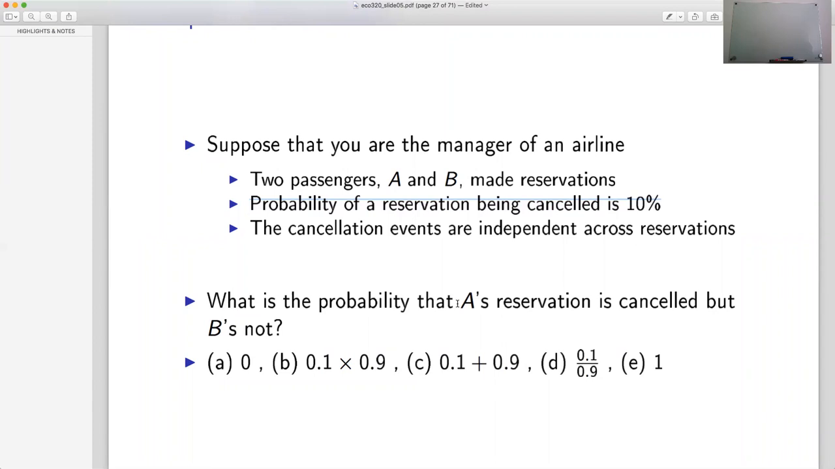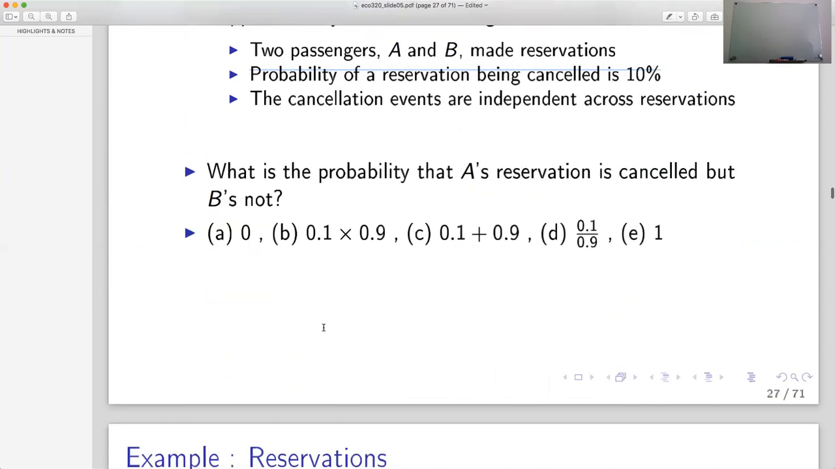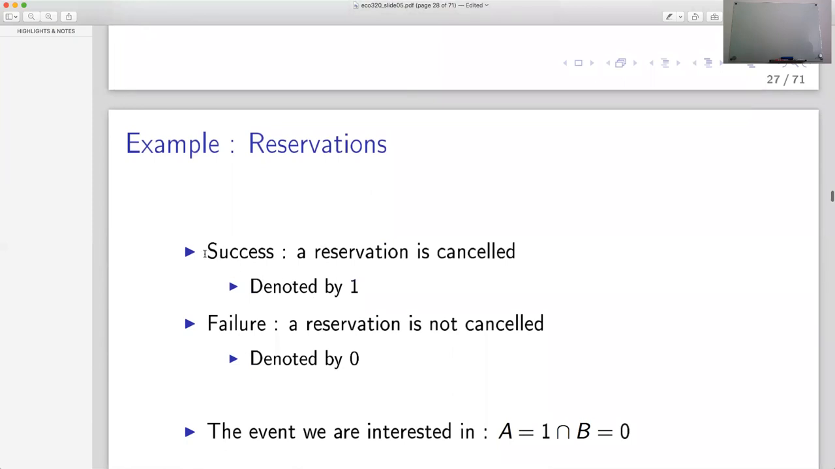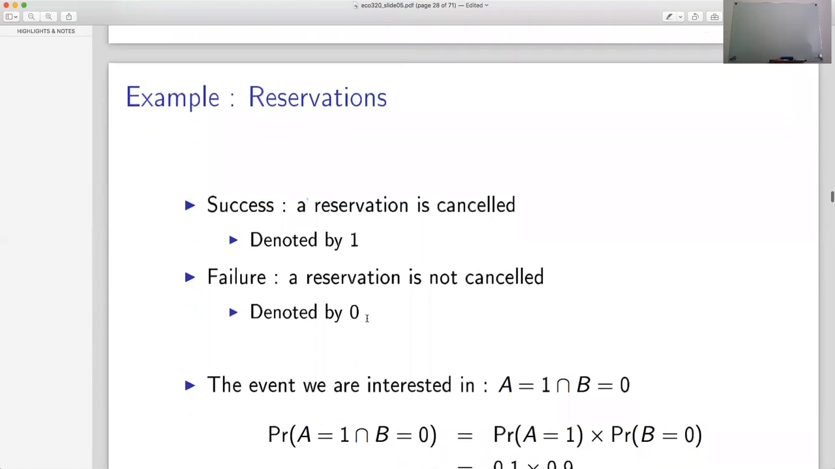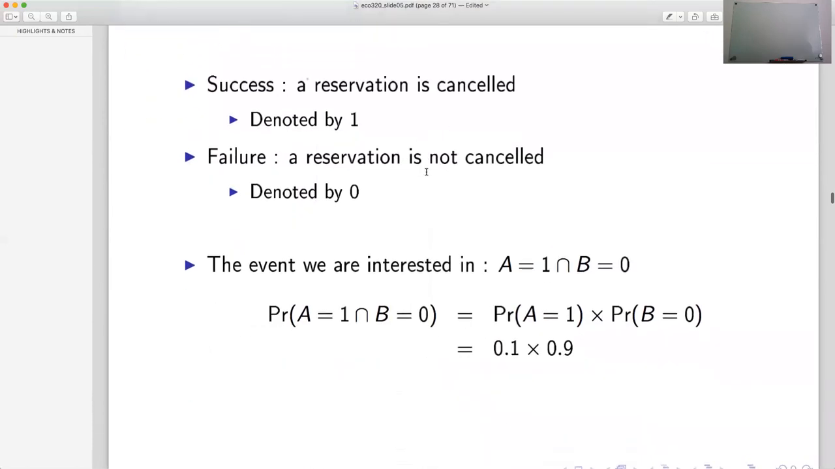So what is the probability that A's reservation is canceled, but B's is not? Can you try to answer? You might want to pause this video again. I will leave it at that. So let's say I define reservation being canceled equal to 1. Again, you can say reservation not being canceled equals 1, but the whole process would change accordingly. So make sure you get familiar with that. Or reservation being canceled equals 1 and 0 otherwise. That is my definition, but you can choose your own definition. But the final answer would be the same.